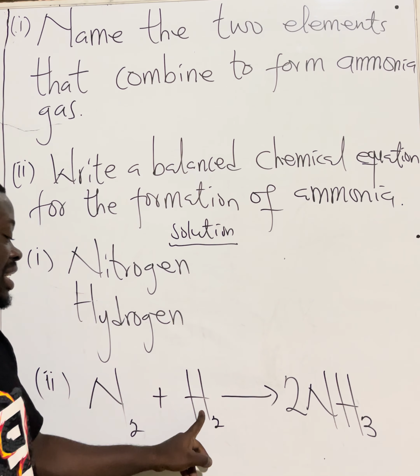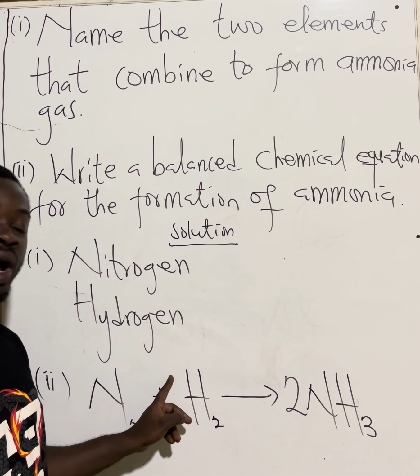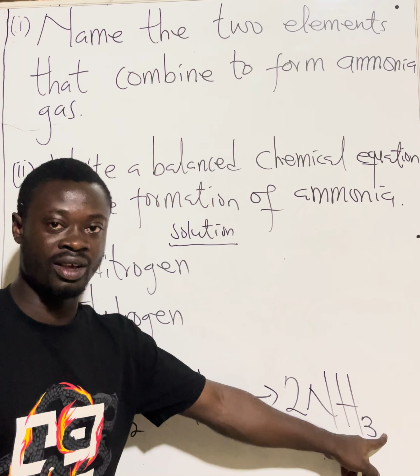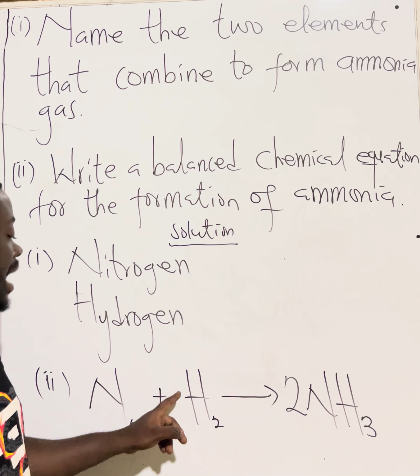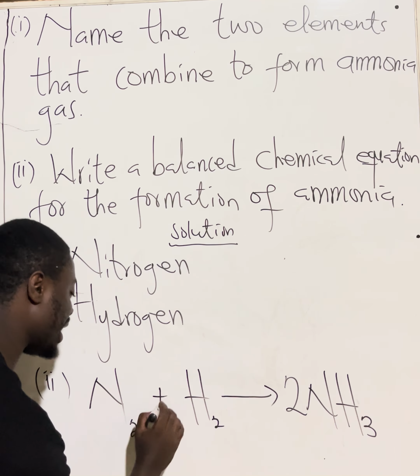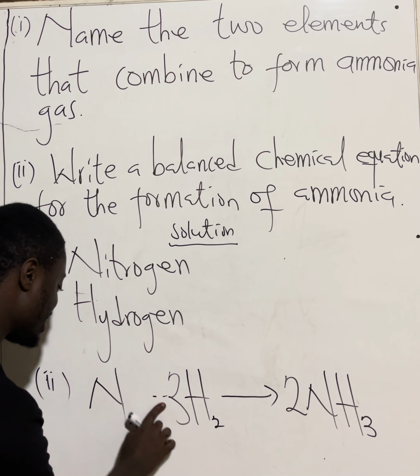But the hydrogen here has 2 atoms. Therefore, we have to get a coefficient or a whole number here that will multiply the 2 to give us also 6, so that it will balance. So what number will multiply 2 to give us 6? That is 3. So we can place 3 here, so that it will be balanced.